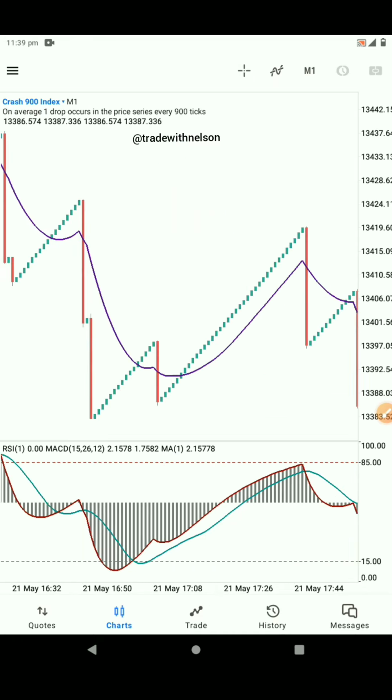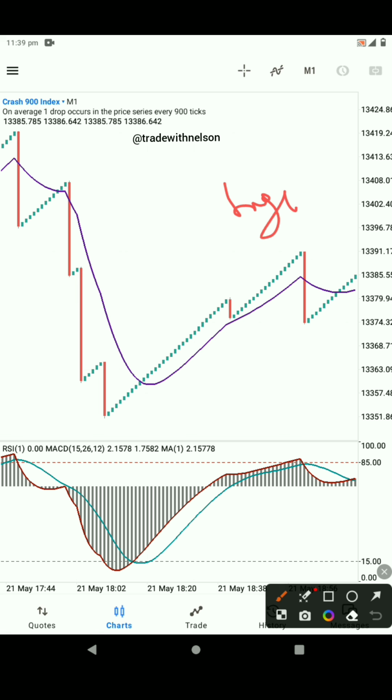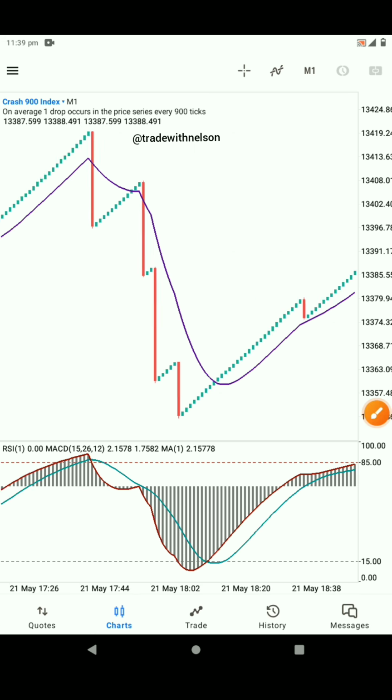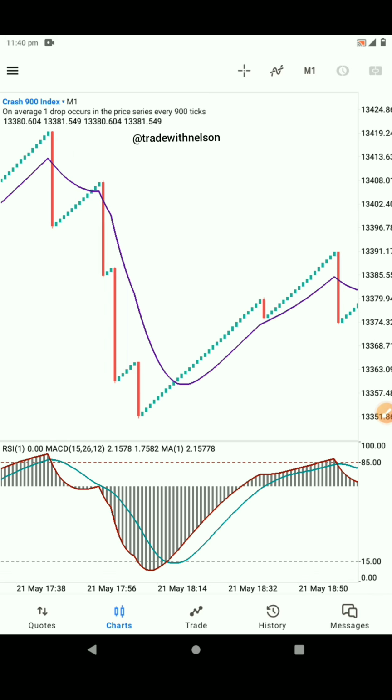That is how you actually trade it. But you need to be very patient, and then you must make sure that the higher time frame is indicating to you if it is an uptrend or downtrend. So you need to be patient. You must apply risk management when trading this market.